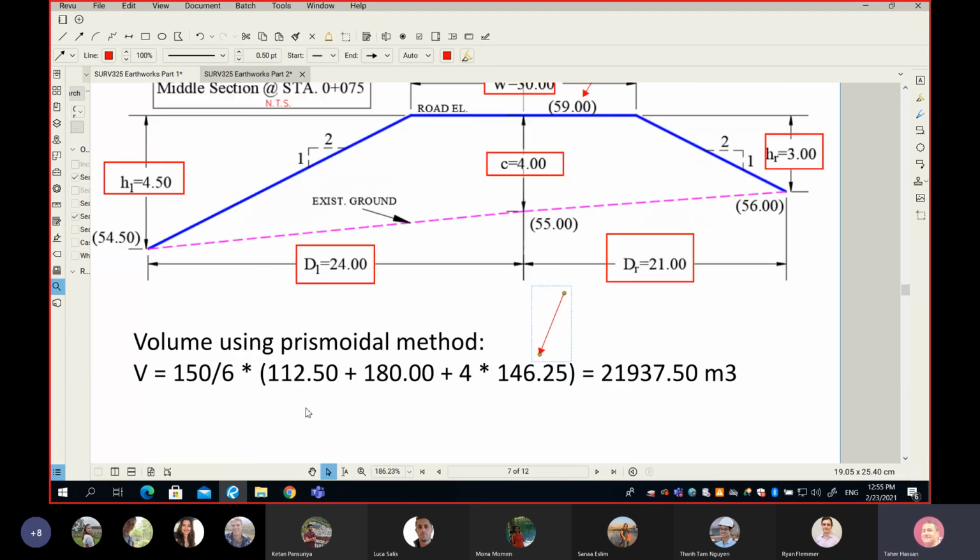Finally, when you know the area of the middle section, it goes here. Look at this, please. 150, which is your D, over 6, 150 over 6, multiplied by area 1, which is at 0, plus area at 150, plus 4 multiplied by the area of the middle section. And this volume is your exact volume between the two sections.